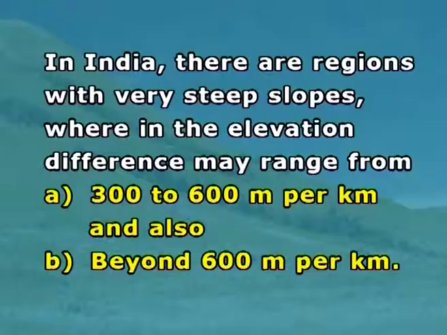And the final category of slope is the extreme end category, that is the land of very steep slopes. In India, there are regions with very steep slopes wherein the elevation difference may range from 300 to 600 meters per kilometer and also beyond 600 meters per kilometer. Most of the elevated mountains and hills of peninsular India and the northern mountain ranges possess such very steep slope terrains.